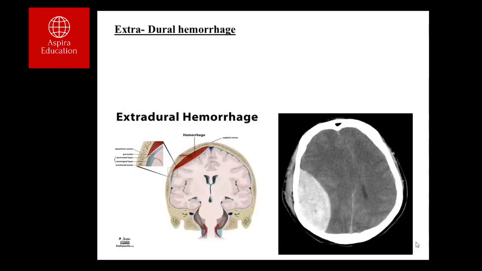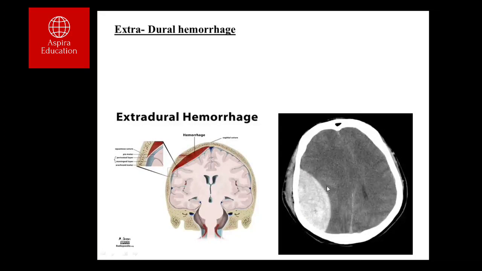extradural hemorrhage. Now, the point to note is that the meninges are attached at certain points to the skull. Okay, so we have the dura mater here, which is attached at certain points to the skull, and these are quite tight attachments. So whatever bleeding is there, it will be between those two attachments, as you can see.